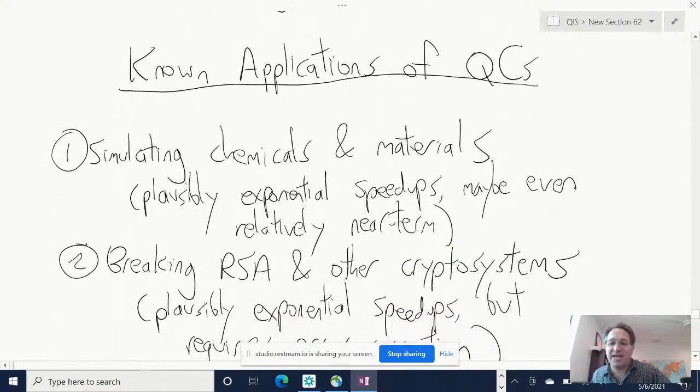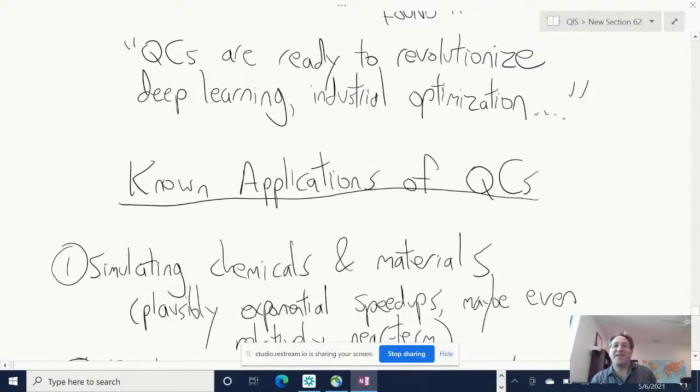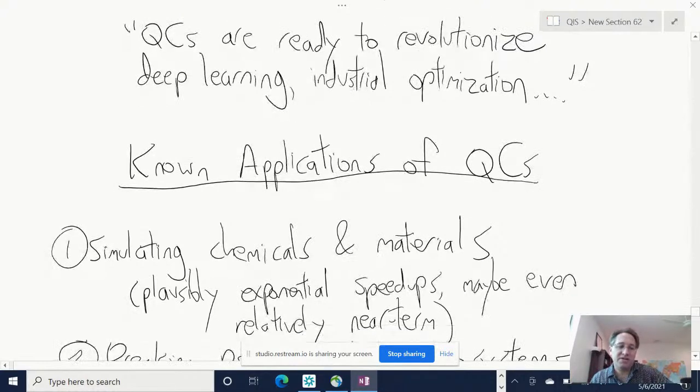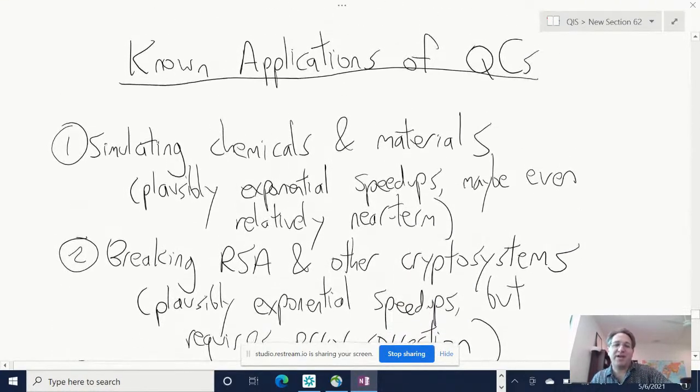So the known applications of quantum computers: maybe, as I said, the most important is simulating quantum mechanics itself, in order to understand chemical reactions, possibly design new drugs, design new solar cells or materials, high temperature superconductors. We expect big quantum speedups there. It is even possible that we could see some advantages using noisy, non-error-corrected or only partially error-corrected quantum computers in the relatively near term. So that's an exciting prospect. Secondly, of course, is breaking cryptography, where quantum computers do promise a clear exponential speedup, but not in the near future. That will really require a full error-corrected quantum computer.